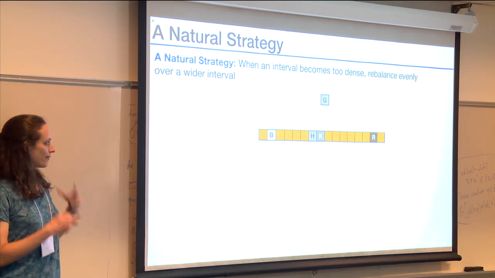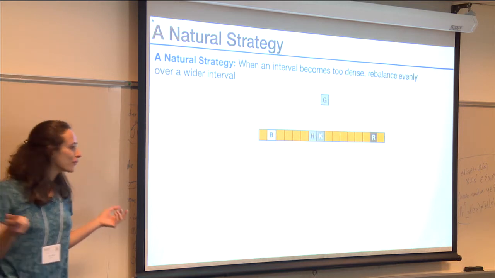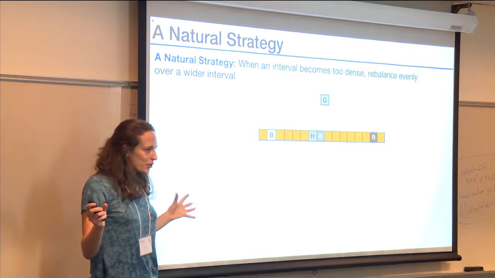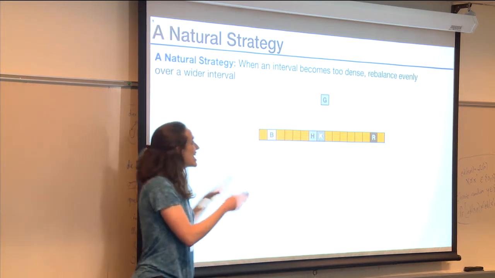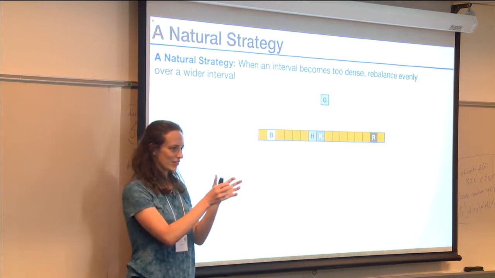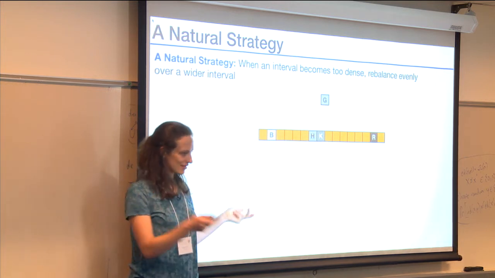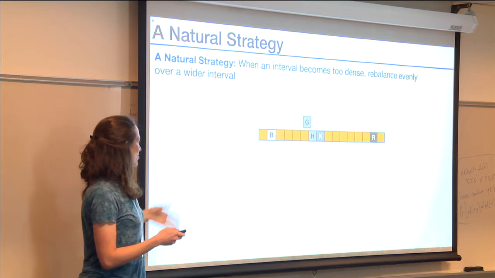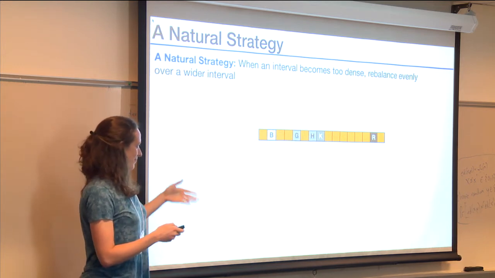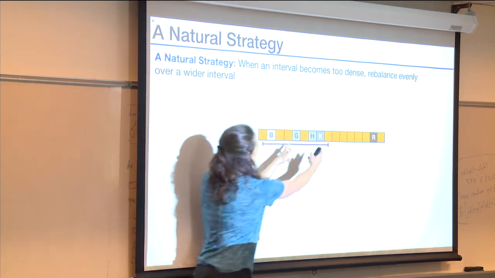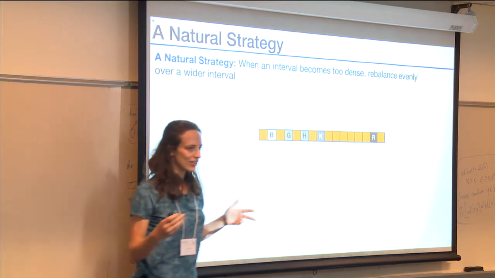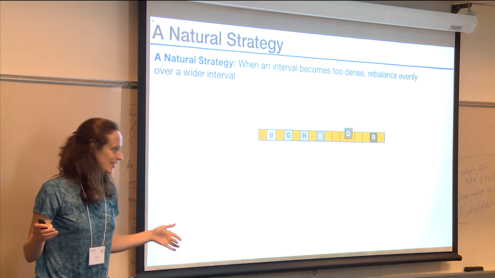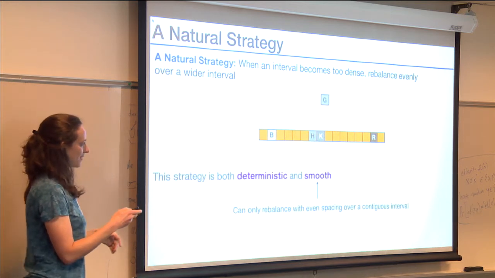So one natural strategy you could think of would be, when an interval of the array becomes too dense with elements, let's just rebalance that interval by spreading out its elements. So this will show us the adversary is inserting something. Let's say this became too dense, and now we're saying, okay, let's spread everything out, and in particular, let's spread everything out evenly. Okay?